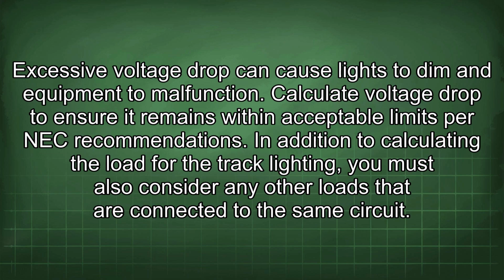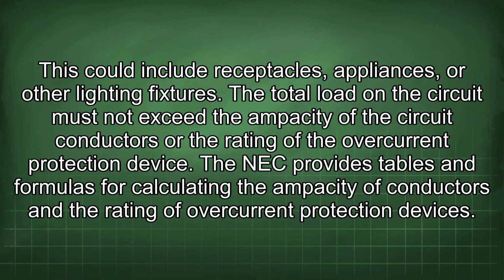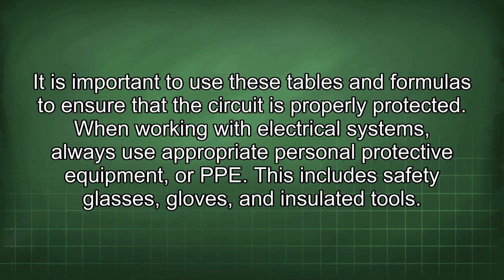In addition to calculating the load for the track lighting, you must also consider any other loads that are connected to the same circuit. This could include receptacles, appliances, or other lighting fixtures. The total load on the circuit must not exceed the ampacity of the circuit conductors or the rating of the overcurrent protection device. The NEC provides tables and formulas for calculating the ampacity of conductors and the rating of overcurrent protection devices. It is important to use these tables and formulas to ensure that the circuit is properly protected.